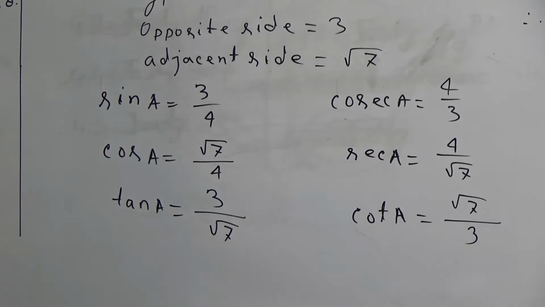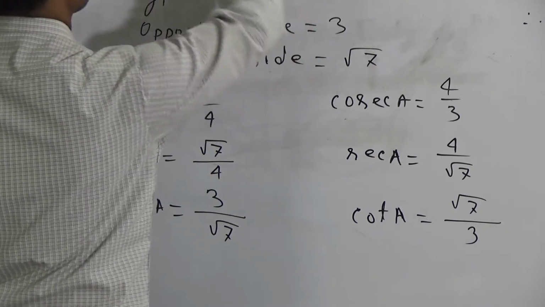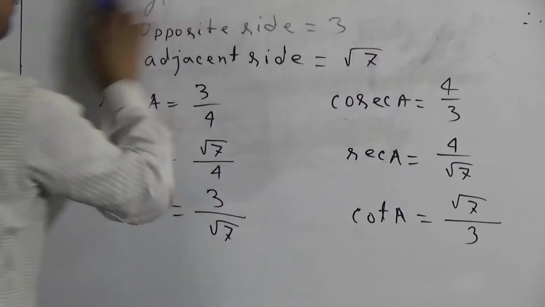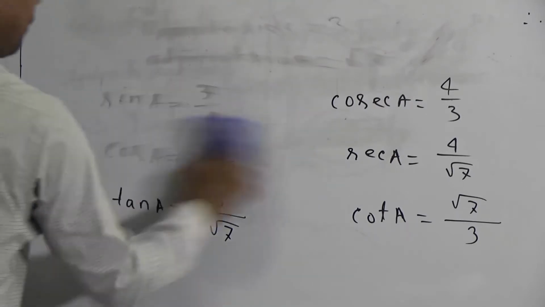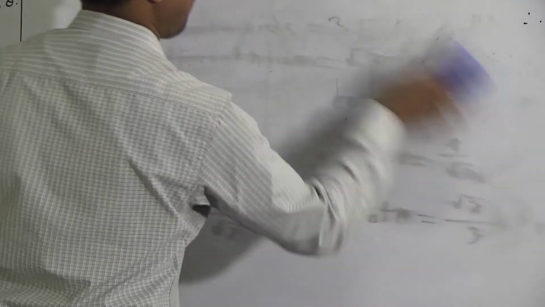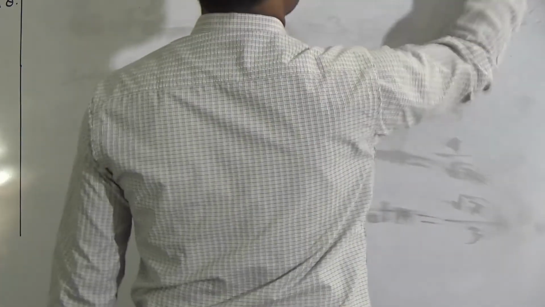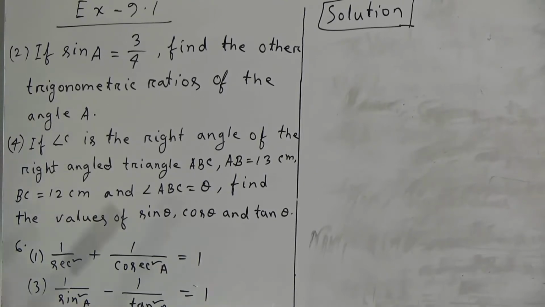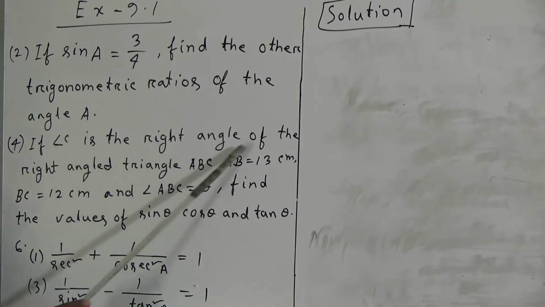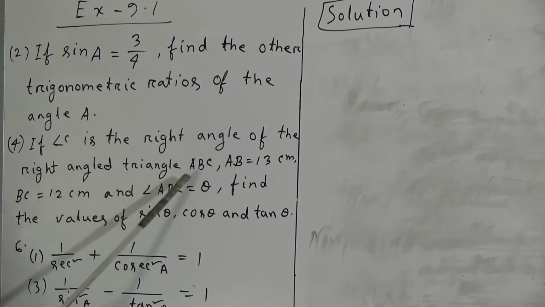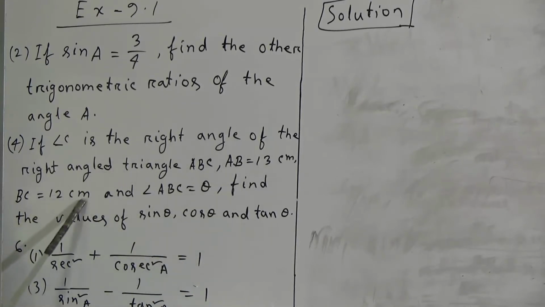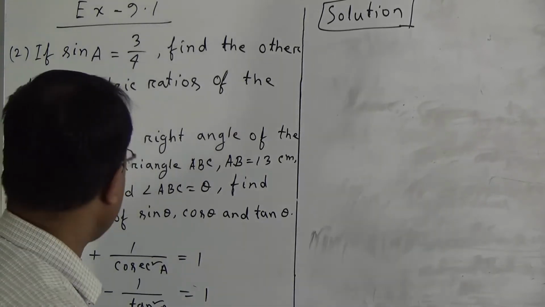Dear students, we have solved 2 number. Now we will solve 4 number. Here the question of 4 number is, if angle C is the right angle of the right angle triangle ABC and AB equal to 13 centimeter, BC equal to 12 centimeter and ABC equal to theta, find the values of sin theta, cos theta and tan theta. Dear students, at first we will draw the figure.